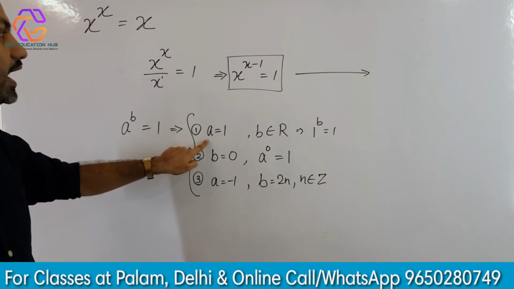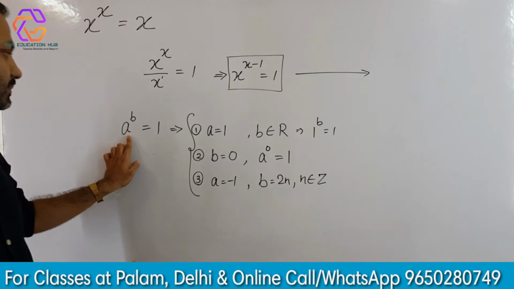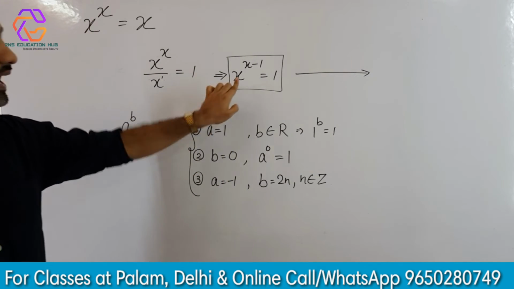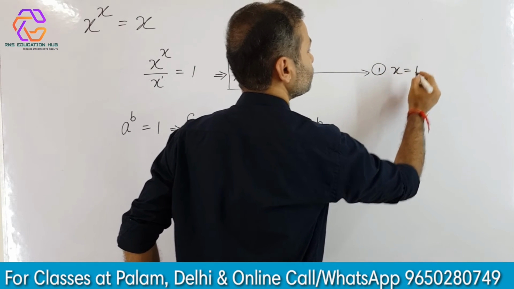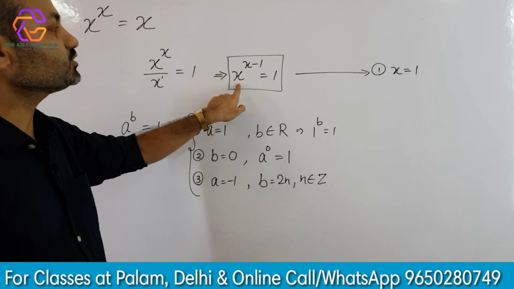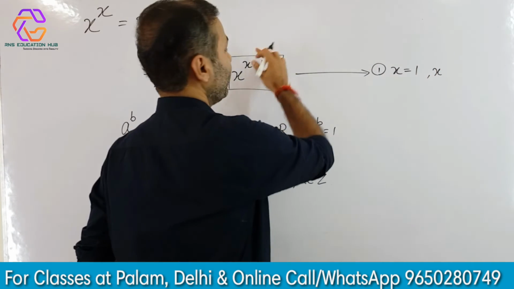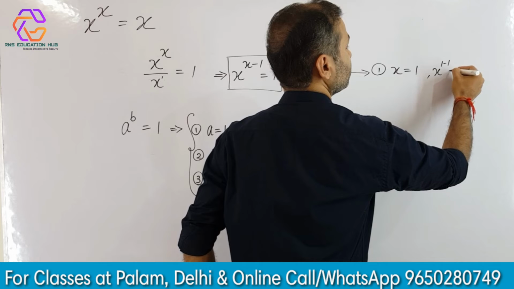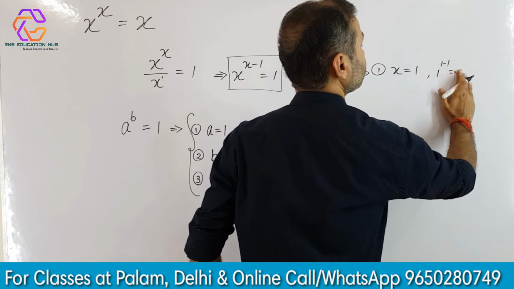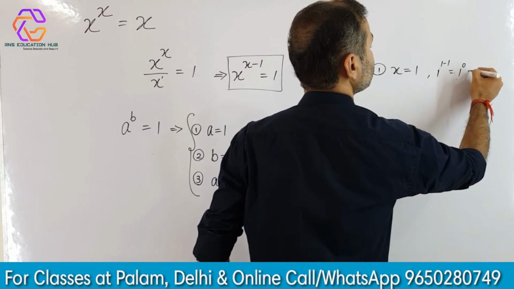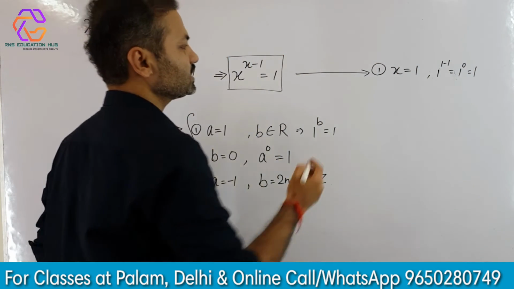First, what I can do is put a equal to the base, that is x. So the first solution comes out to be x is equal to 1. Here the expression is x to the power x minus 1, that is 1 to the power 1 minus 1, which is 1 to the power 0, equal to 1. Hence the condition is satisfied.